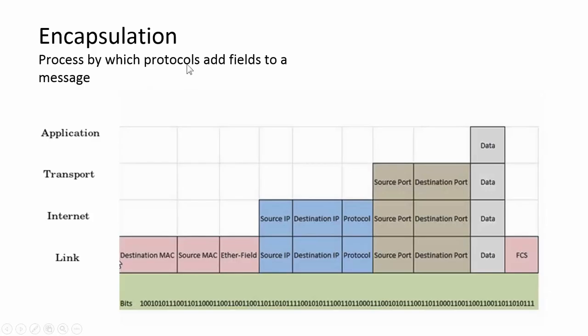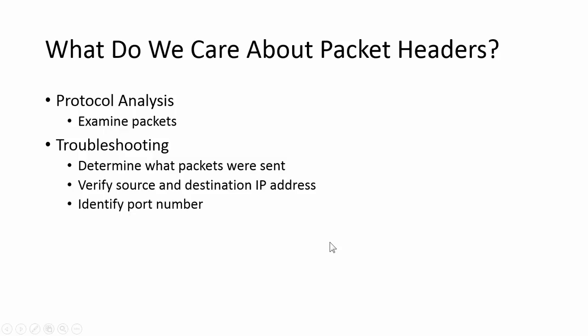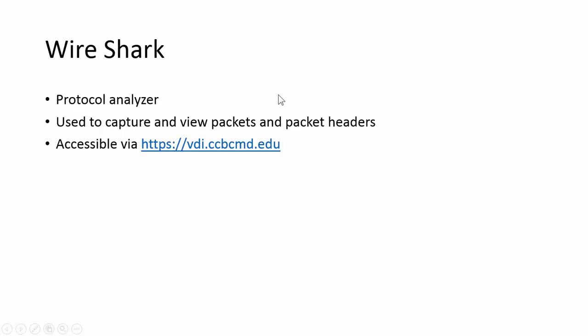Encapsulation is the process by which protocols add fields to a message. TCP adds port number, IP adds IP address, Ethernet adds MAC address, as well as other fields. Why do we care about packet headers? The reason is because we use them in protocol analysis, whereby we examine packets. When we do troubleshooting with a protocol analyzer, we can determine the packets which have been sent, we can verify the source and destination IP addresses, and we can look at the port number.